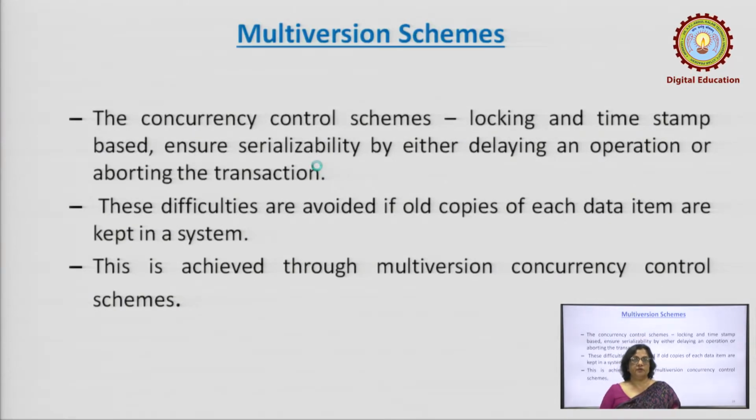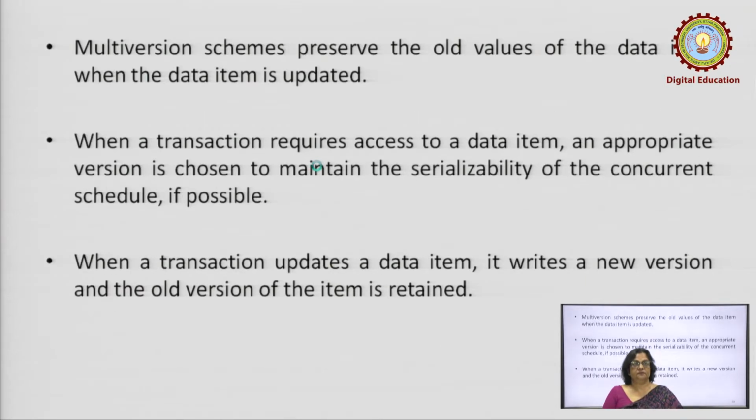Next, we will take up the multi-version schemes. The concurrency control schemes done till now, that is locking and timestamp ordering, ensure serializability either by delaying an operation, as in the case of locking, or aborting a transaction, as in the case of timestamp ordering. These difficulties can however be avoided if older copies of each data item are kept in the system.